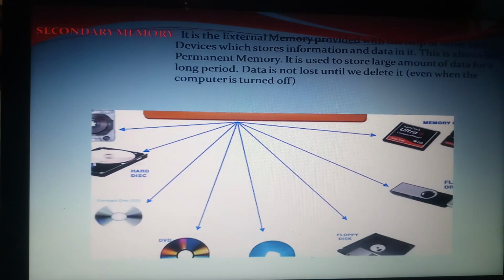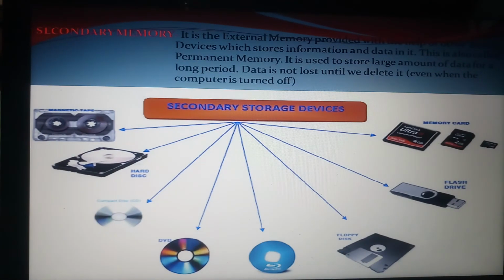Secondary storage devices. First one is magnetic tape. Second is hard disk. It is a non-volatile memory device that permanently stores information. It is fixed inside the CPU. It is of two types: portable hard disk and fixed hard disk.